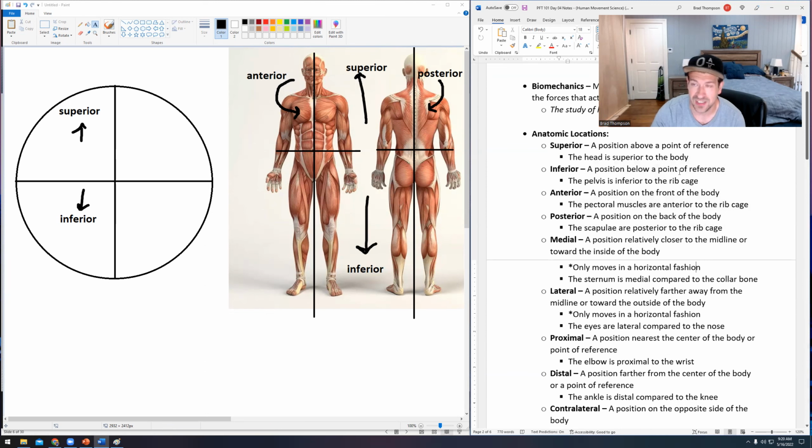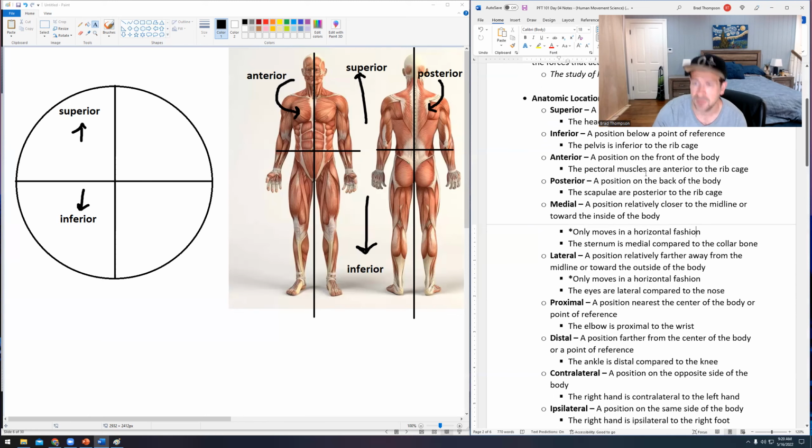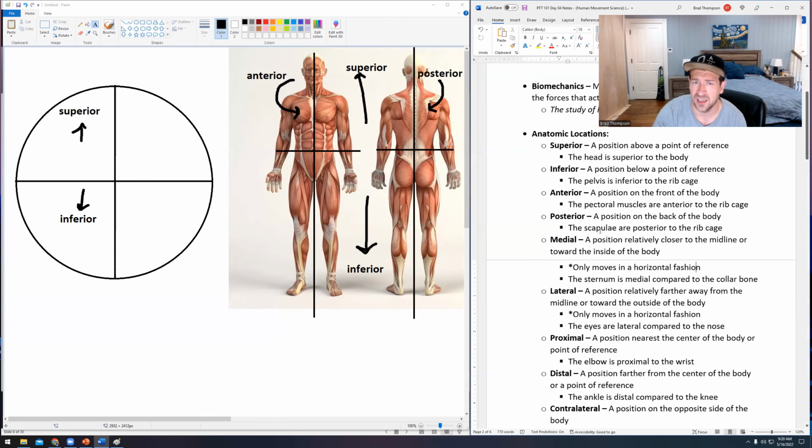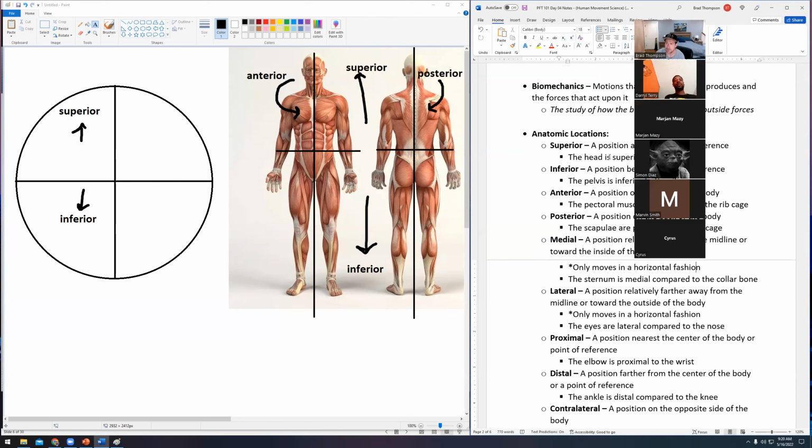So if you give it a second thing, you have to describe it in relation to that. So anterior is on the front, posterior is on the back. Sometimes those are called ventral and dorsal, by the way, but we don't usually hear those terms that often. Ventral is the front and dorsal's on the back.